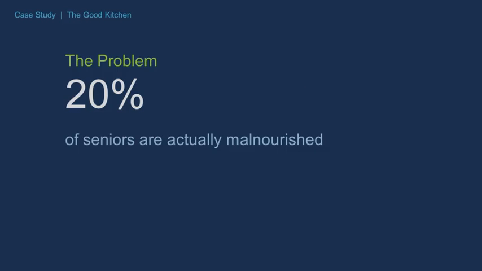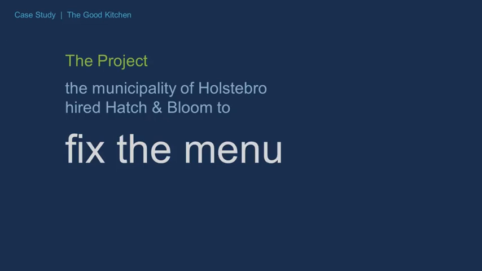In response to this growing social problem, the municipality of Hustabro decided to dedicate their efforts to improve meal service for seniors, and they invited Danish innovation firm Hatch and Bloom to work with them to figure out how to improve the nutrition of their elderly population. Municipal leadership saw the project initially as straightforward. In order to get seniors to eat more, the current menu just needed improving. And they wanted Hatch and Bloom to ask elderly clients about their menu preferences.